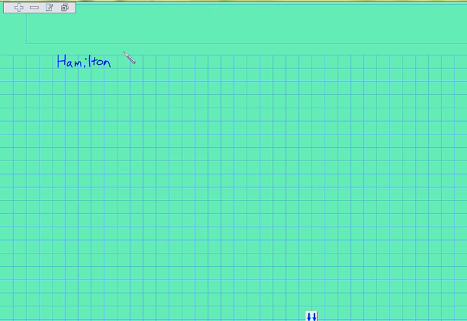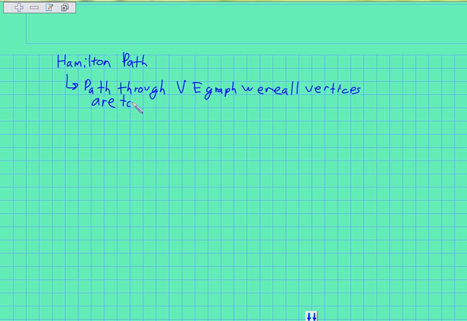So let's talk about Hamilton path. A Hamilton path is a path through a vertex edge graph where all of the vertices are touched once. This would be a good thing for you to write in your notes. We're just saying that all the vertices are touched once. That means you start at a point and finish after you have touched all of them.